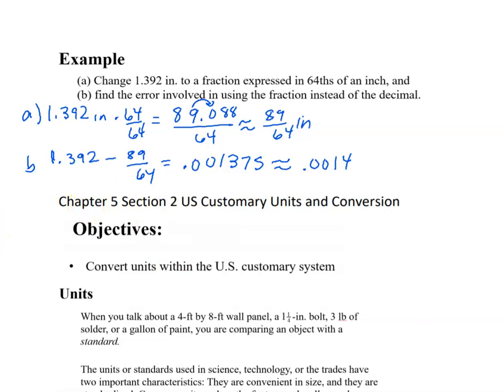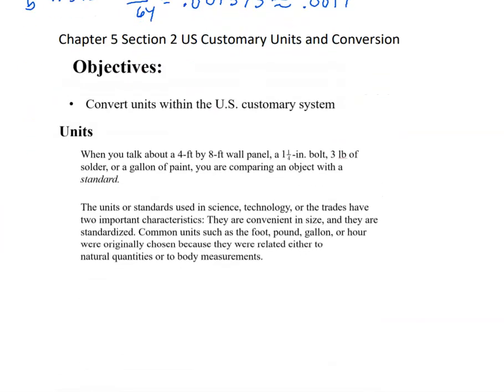Okay, so let's get into talking about section 2 on chapter 5. We're going to convert units with U.S. customary within the U.S. customary system. So when you talk about a 4-foot by 8-foot wall panel, a 1 1/4 inch bolt, 3 pounds of solder, or a gallon of paint, you're comparing an object with a standard. The units or standards used in science, technology, or the trades have 2 important characteristics.